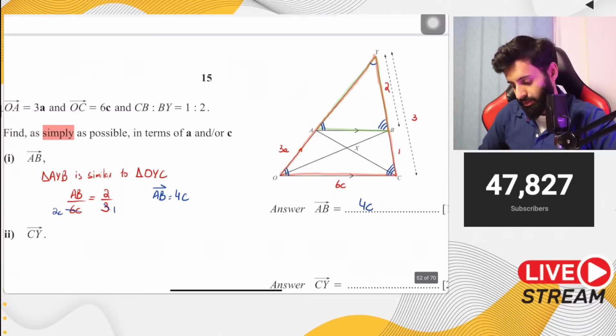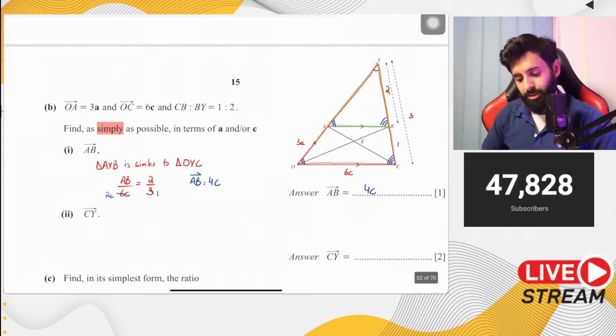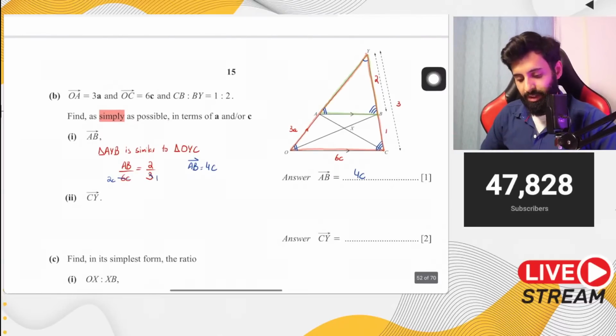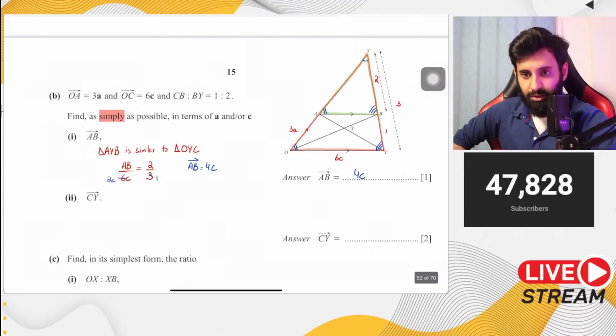It's 4C. ठीक है, इसी part में students को problem होती है. Once you've identified that these two triangles are similar, once you've identified the other pair of similar triangles, then it becomes easy.